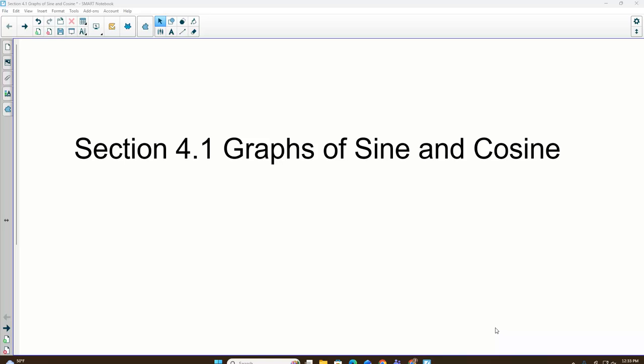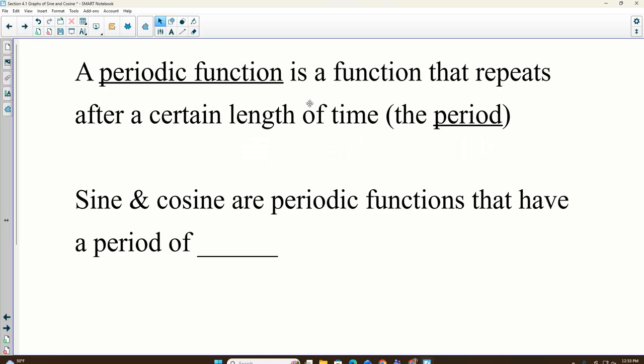I'm going to use the same terms over and over. All of our trig functions are what are called periodic functions because they repeat after a certain length of time. How long it takes them to repeat is called the period of your function, just how long until it repeats. So today we're talking about sine and cosine.